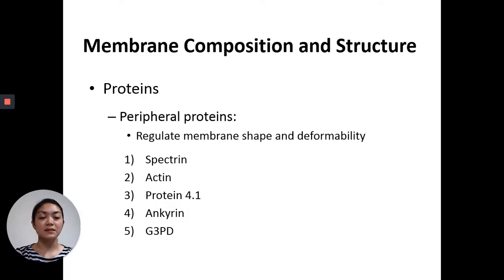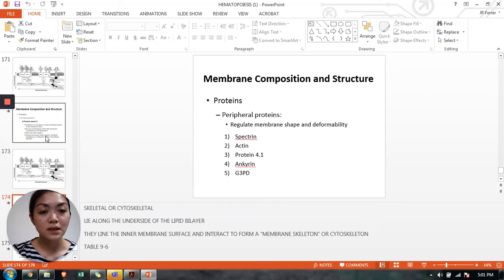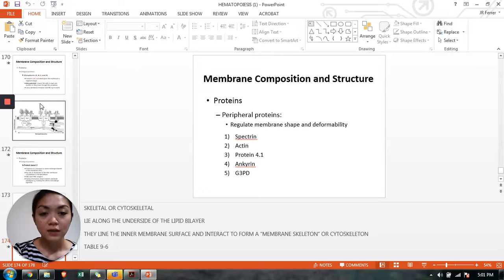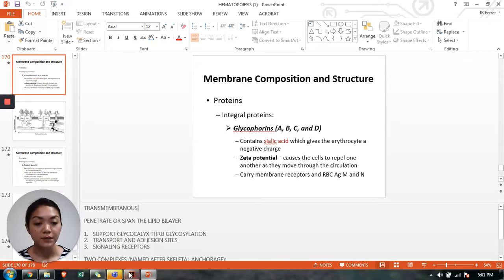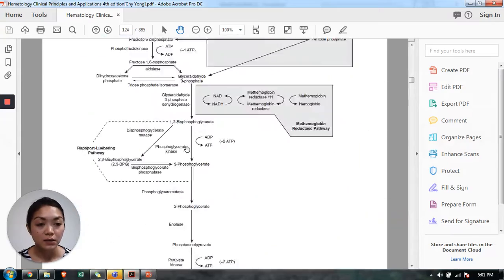Okay, so next, for the complete list, I've just mentioned the two major ones, that you have glycophorins and your band 3. By the way, these are your functions of your integral proteins. They support the glycocalyx through glycosylation. They are sites of transport and adhesion, and they are the signaling receptors as well for your cell communication. So here are the lists in your books.